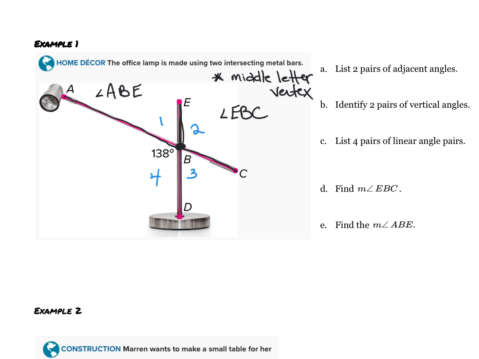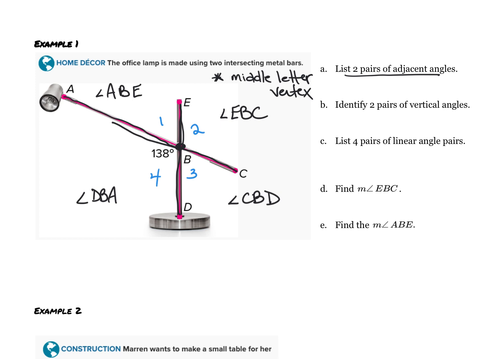Okay, so angle 3 would be angle CBD, and then angle 4 we can name DBA, or I can reverse them as ABD. Okay, so 2 pairs of adjacent angles. Now remember, adjacent angles are angles that share a side and a vertex.